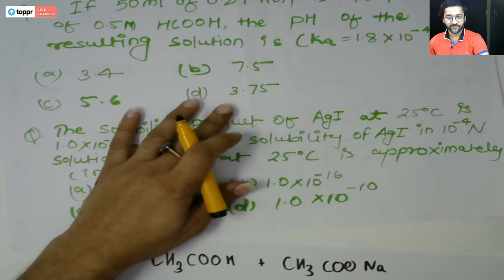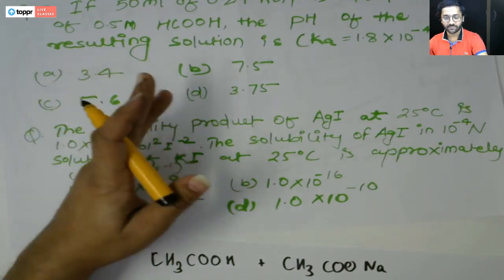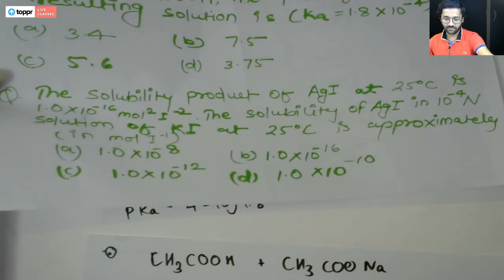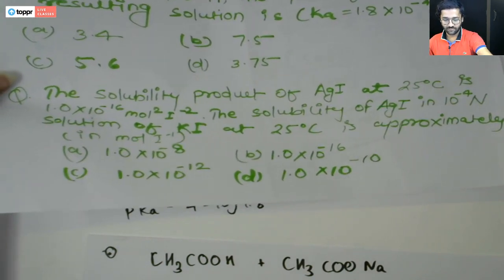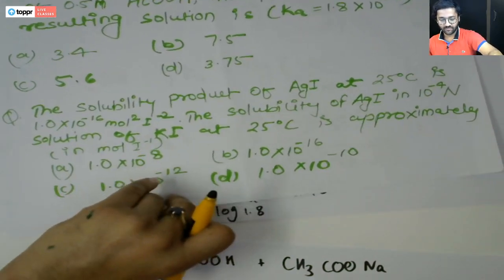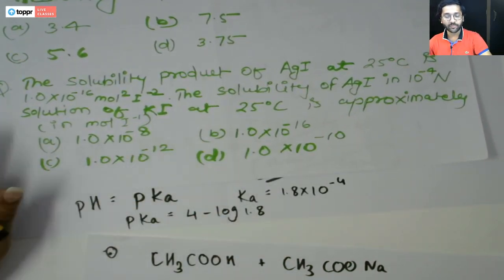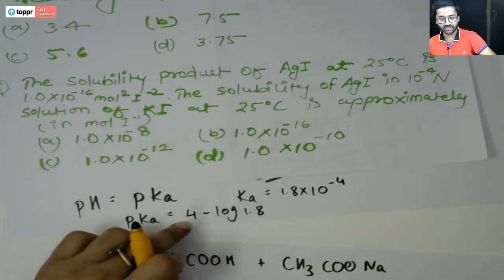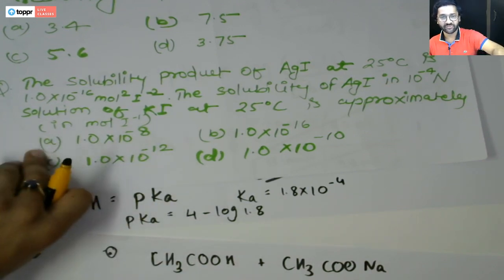So obviously it will be lesser than 4. So this will be the answer, 3.75. Since log of 1.8 is approximately equal to 0.25, the answer will be approximately 3.75.